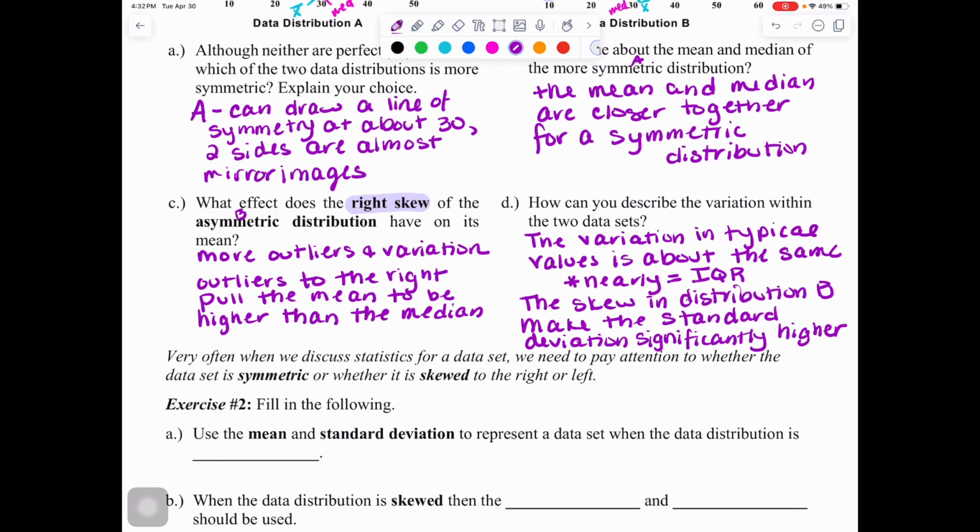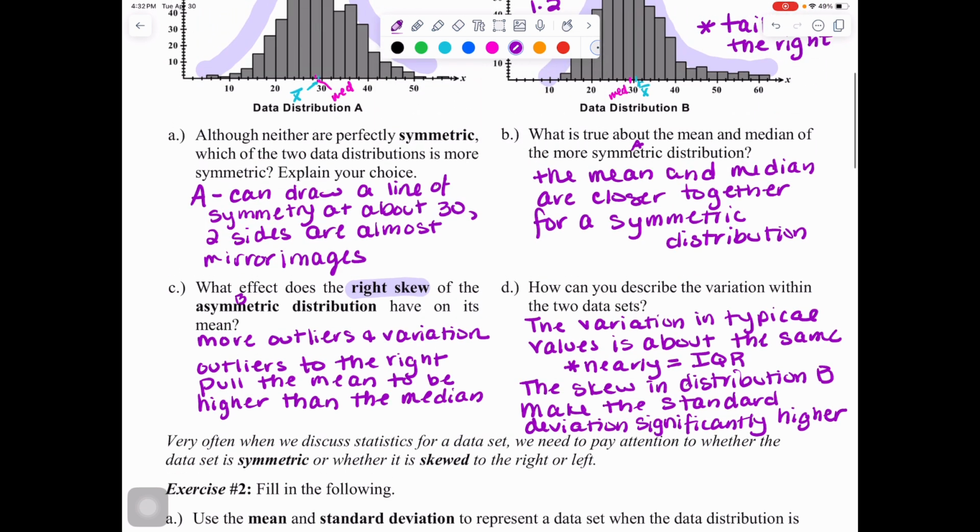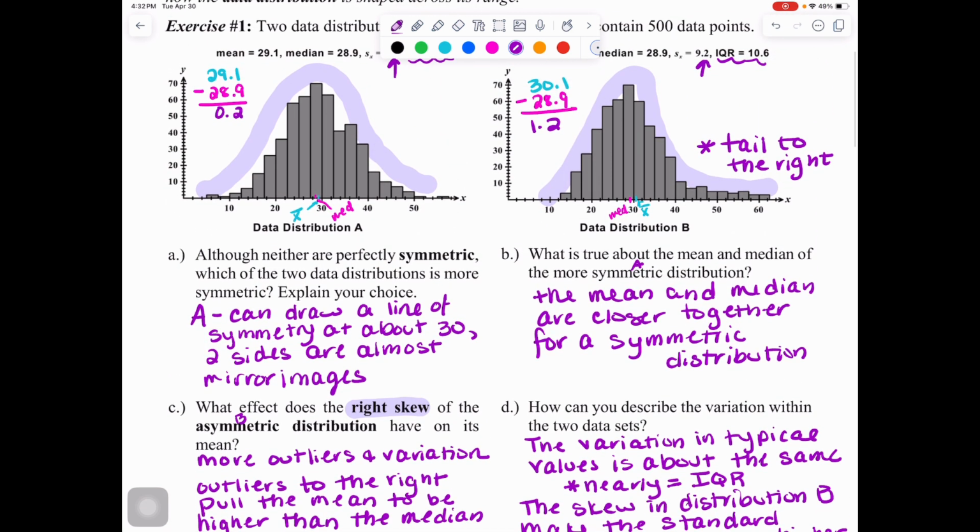So I wanted to go through that example first so that when we summarize here in exercise 2, you've kind of already seen it in action. So let's summarize here. We have one that's more symmetric than the other. Symmetry, being able to chop it in half and have two equal parts. So distribution A is definitely more symmetric. So what does that mean about the mean and the median? If you have a more symmetric data distribution, then your mean and median are going to be closer together than for the asymmetric one.